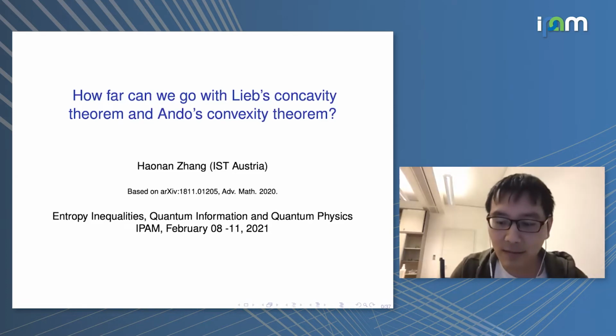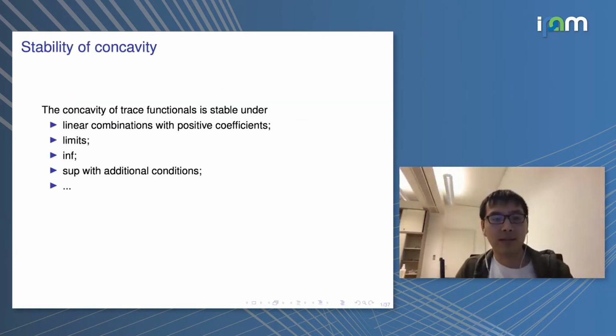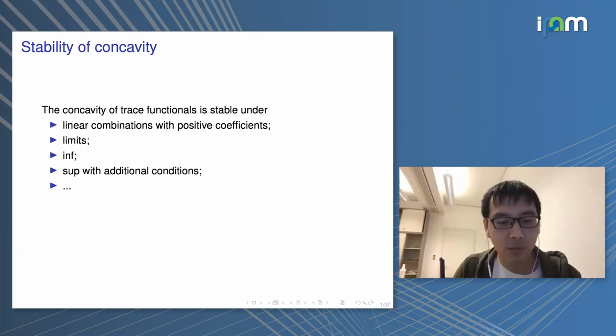So let's start with a few operations which preserve the concavity. For example, it's very easy to check that the concavity of trace functionals is stable under taking linear combinations with positive coefficients, taking limits, and also taking infimum. And sometimes with additional conditions, you can prove that the concavity is also stable under taking supremum.